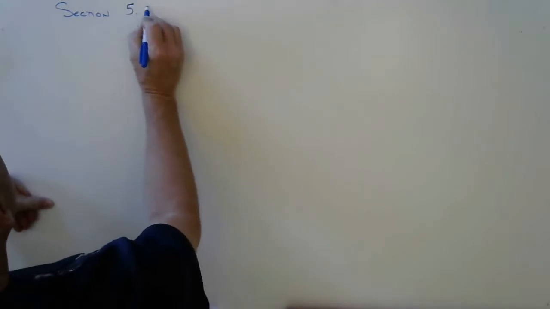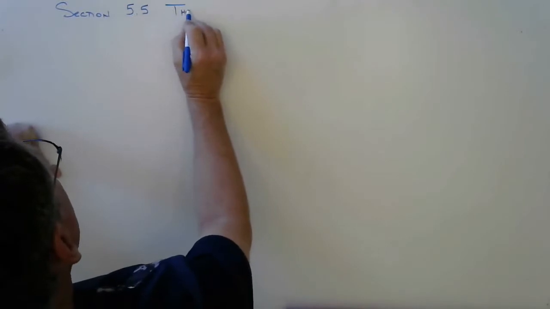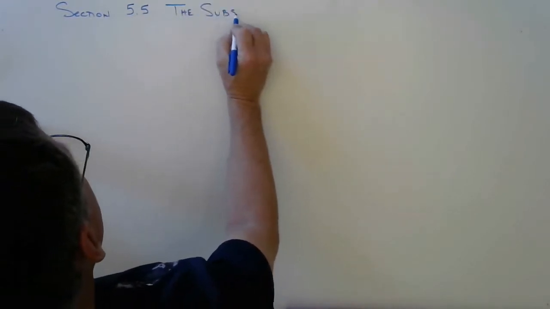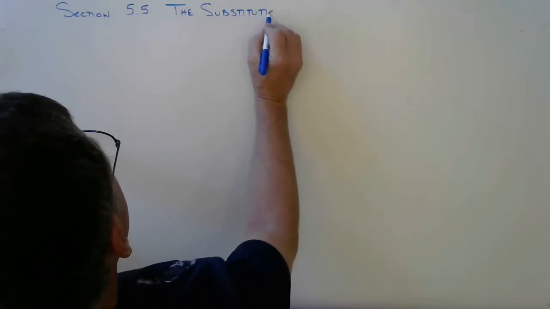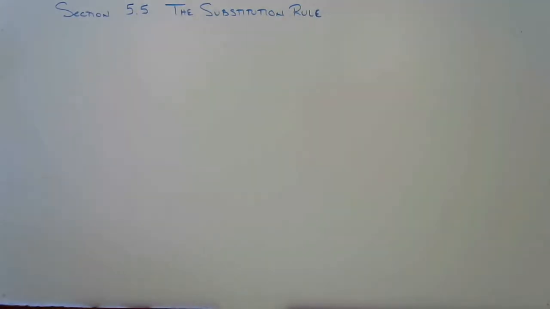This video covers section 5.5. Section 5.5 is called the Substitution Rule. And this section completes our journey through calculus in Math 2510. This will be the end of Calc 1. This is the last section we have to learn, and Math 2520 in the fall will pick up with section 5.6. So today we're going to talk about the substitution rule.